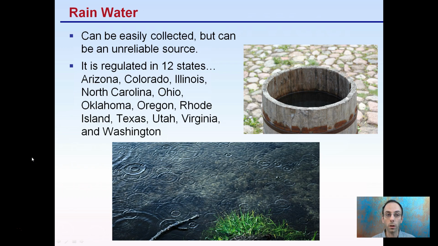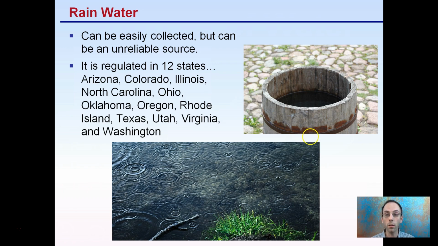So first off, rainwater. It can be easily collected by simply having a rain barrel or collecting it off a roof. But sadly, this can be an unreliable source. Most of the time, when it rains a lot, especially for outdoor operations, you don't need to irrigate a lot. And then when it doesn't rain, you don't have a lot of water reserves, and your plants need irrigation. So sometimes you can kind of be working against yourself there.